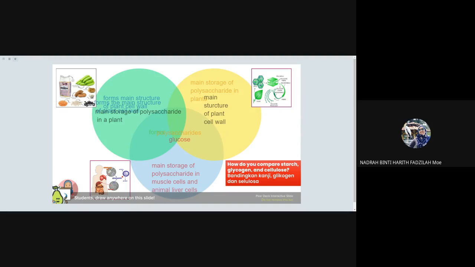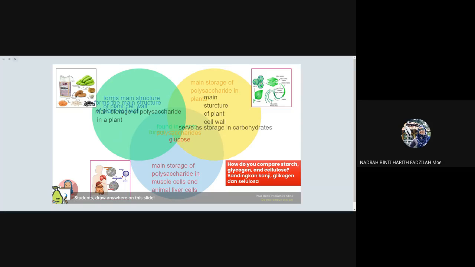What is the similarity between starch dengan glycogen? Boleh agak tak apa yang sama antara kanji dan juga glycogen? Apa yang sama kamu rasa? Atau ada tak yang sama antara kanji dengan selulosa, ada sama tak? Apa persamaan dia? Kita boleh jumpa dua-dua tu kat mana? Dua-dua. Very good. We can find both in plants.